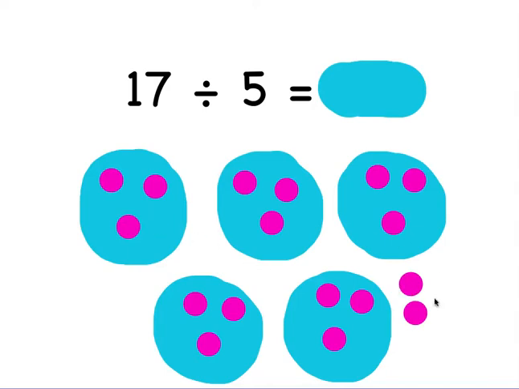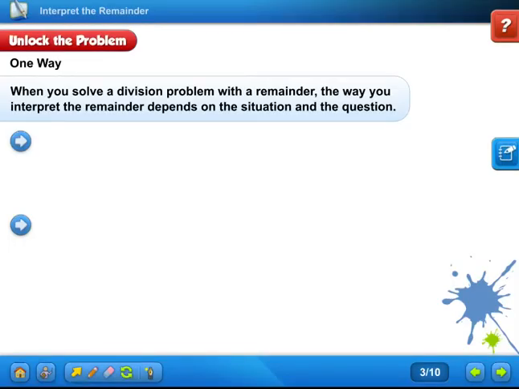So if you count the total pink dots, I have 17 total pink dots. But how many do I have in each group? I have 3 in each group, 1, 2, 3, with a remainder of 2. So my answer is 3 remainder 2. All right, that was just a quick review from yesterday. Let's start with today's lesson.